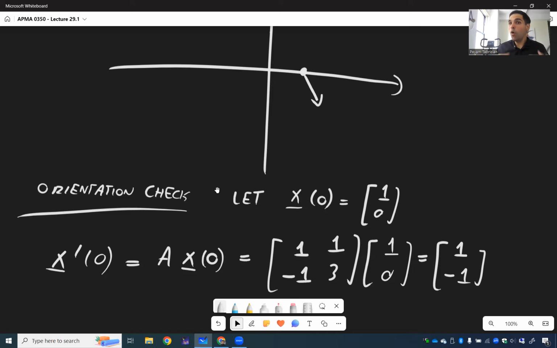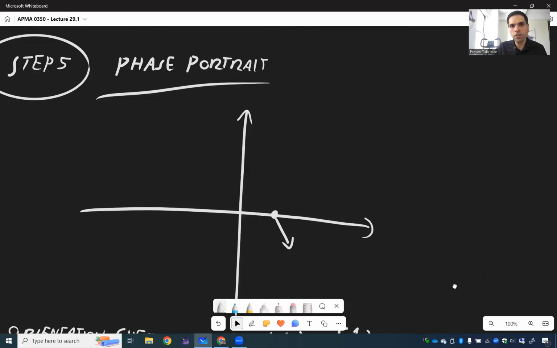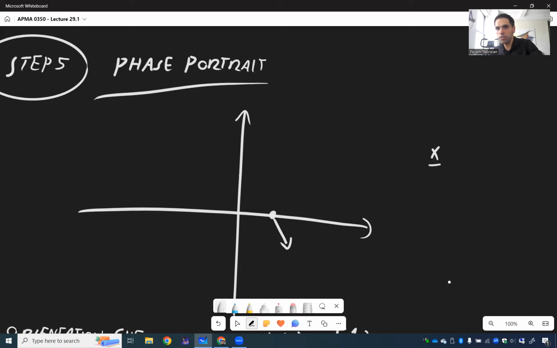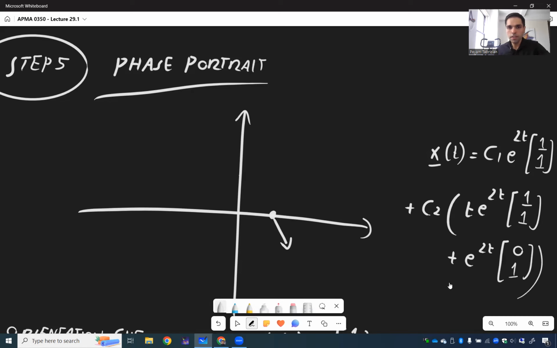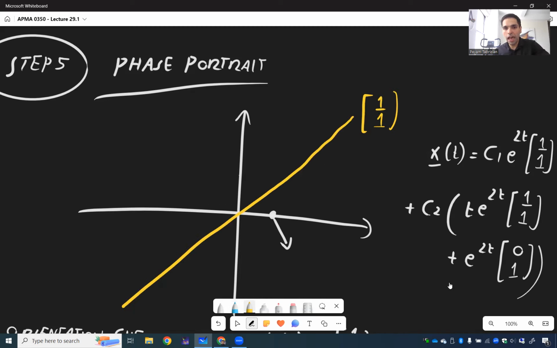Okay. And now, what about everything else? So now let's go back to our phase portrait. And maybe I'd like to remind you, x of t was c1 e to the 2t (1, 1) plus c2 t e to the 2t (1, 1) plus e to the 2t (0, 1). So here, let's draw our two axes. There's an eigenvector axis and the generalized eigenvector axis.